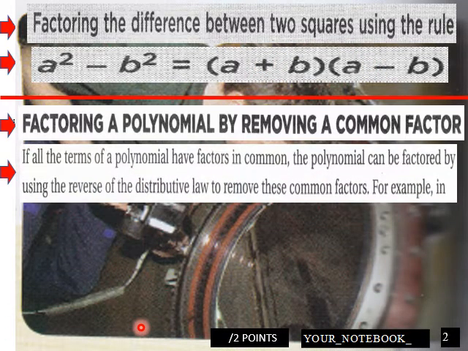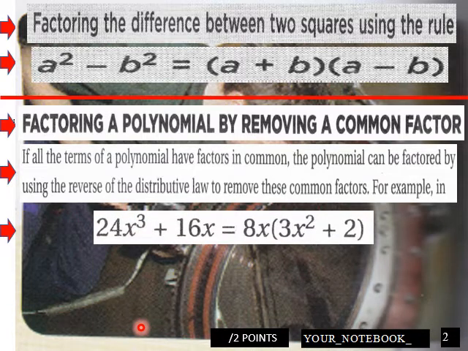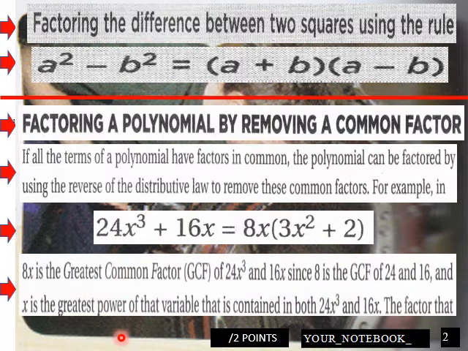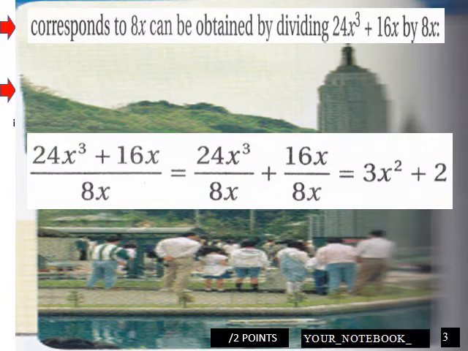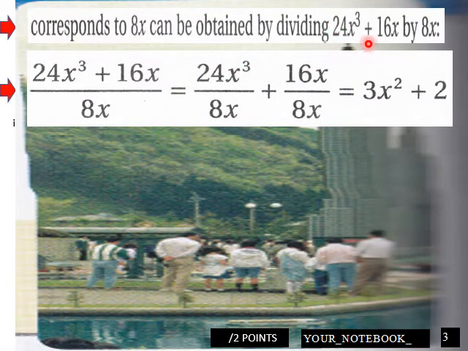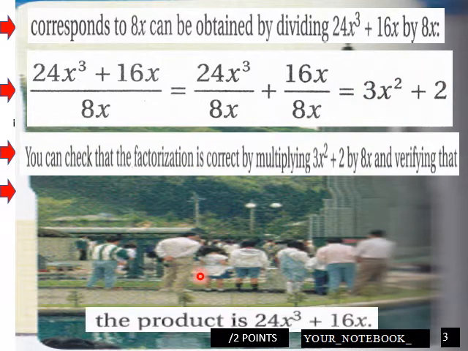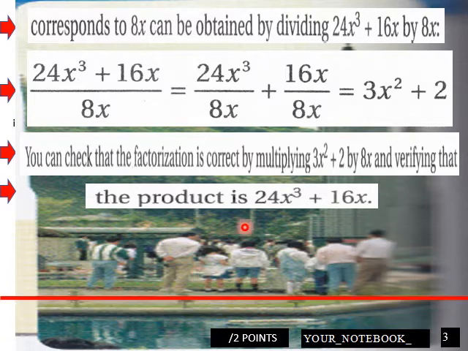Factoring a polynomial by removing a common factor. So we factor out an 8x here. 8x is the greatest common factor of this expression. So it corresponds to dividing 24x cubed plus 16x by 8x. And then here's our algebra, where we come to this final simplified expression. So we can check that.